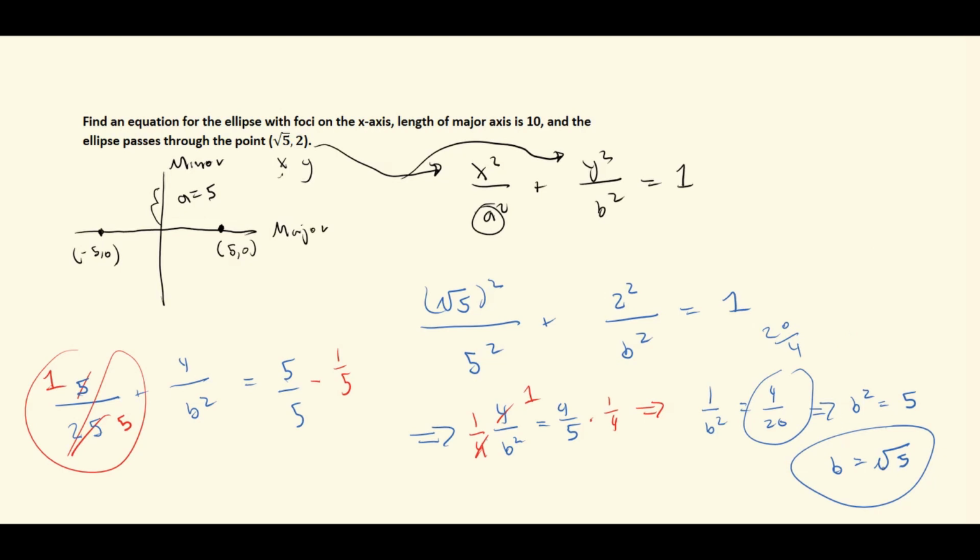So now that we know what a and b are, we can go ahead and write our equation. So our equation is going to be x squared over a squared. A squared is going to be 5 squared, which is 25. Plus y squared over b squared. B is the square root of 5, so when we square that, we get 5. And all that is going to equal 1.